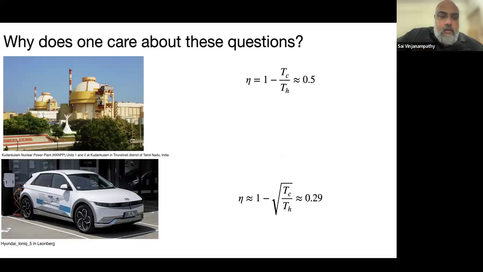But before I move any further, let me just say, why do we even care about these kinds of questions? The reason I care about these kinds of questions is that in front of you are two examples that are very socially relevant right now. One is the Kudankulam nuclear plant, which is in Tamil Nadu. It's an example of a nuclear plant. I just pulled up a picture of it from online. And the second is one of the many candidate electric vehicles that is available for purchase. Both of these are trying to solve a problem. And the problem that they're trying to solve is the question of burning fossil fuels, right?